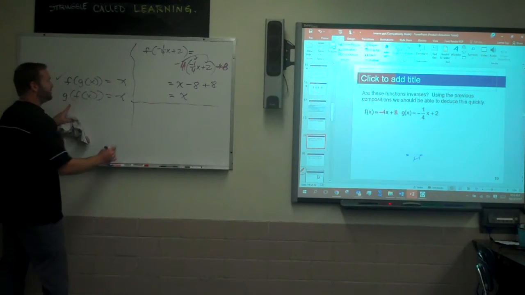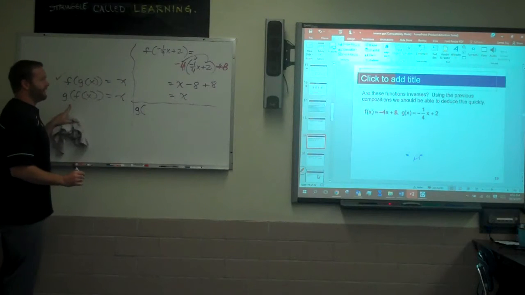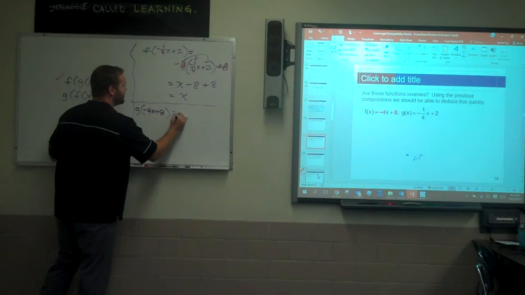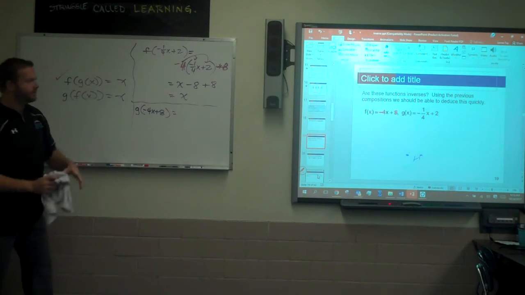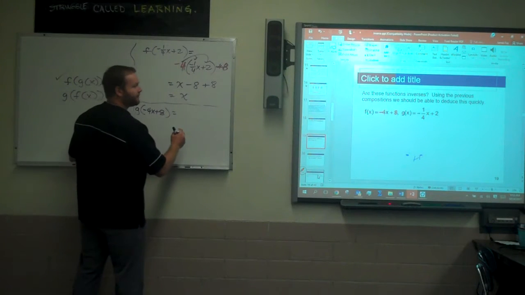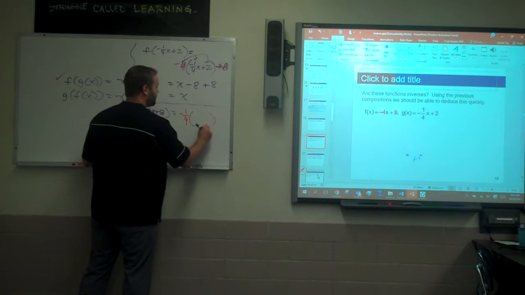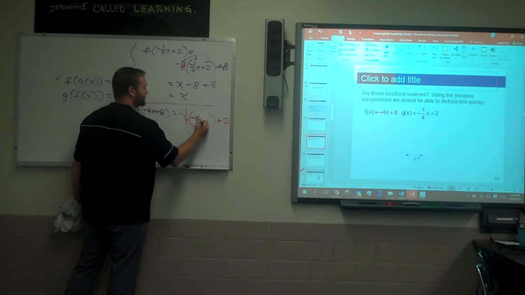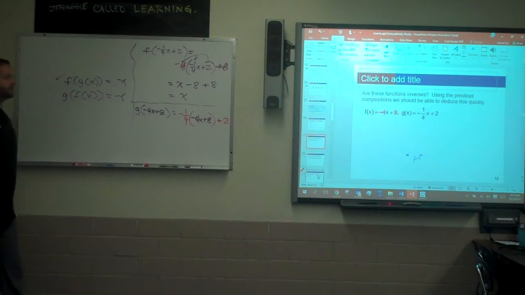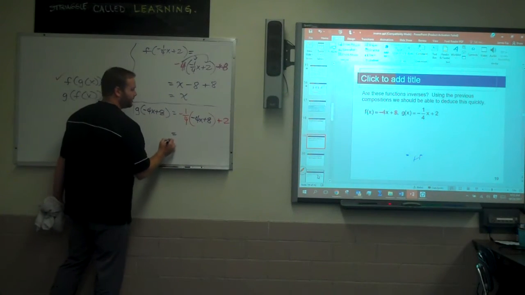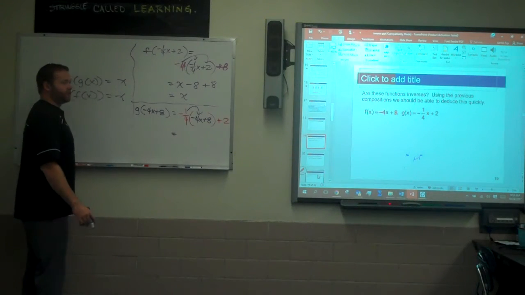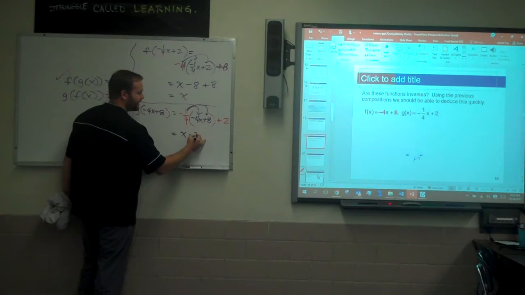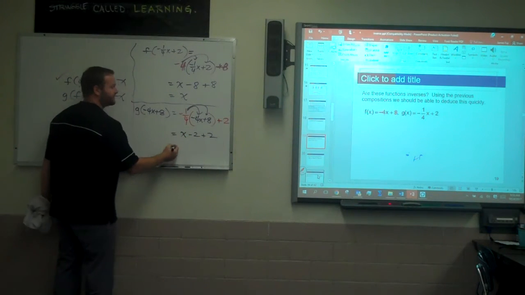So now we go g of f of x. F of x is negative 4x plus 8. So now I'm going to go to g, which has the makeup of negative 1/4, whatever x is, and then plus 2. But we now know x is negative 4x plus 8. Distribute, negative 1/4 times negative 4 is 1 again. Distribute, I get negative 2. Add 2, what's that give me?